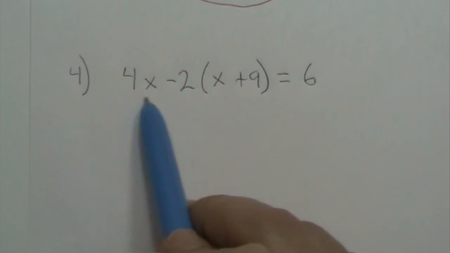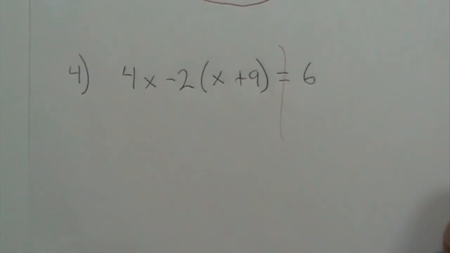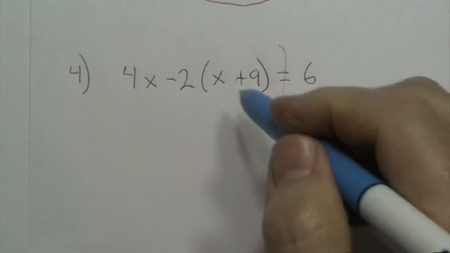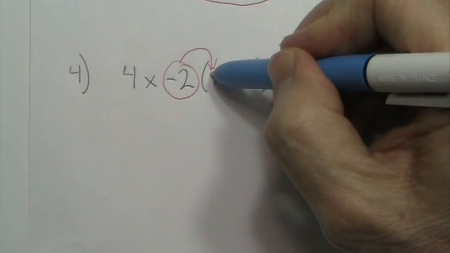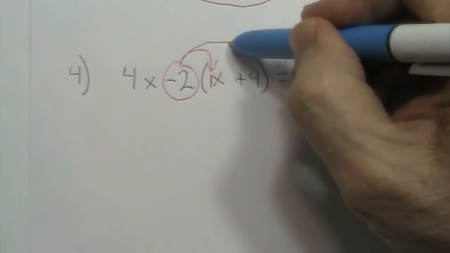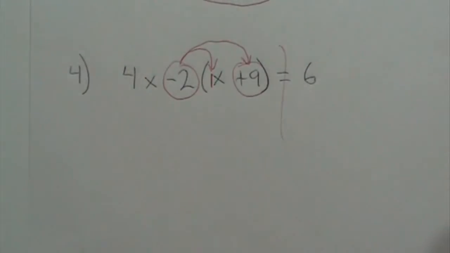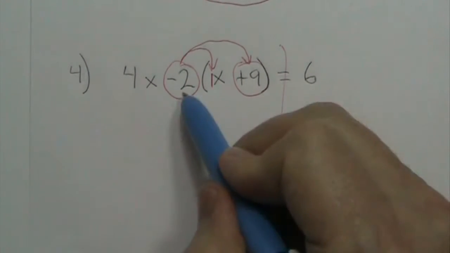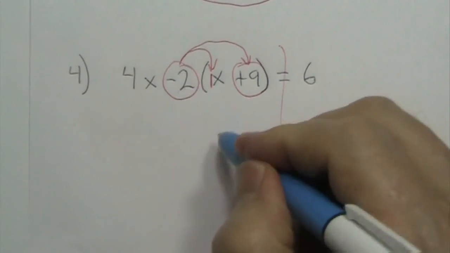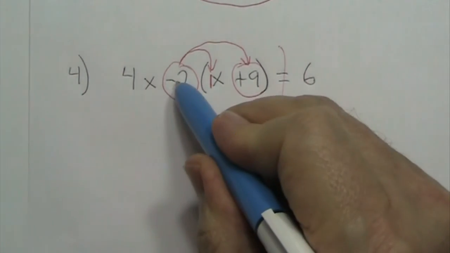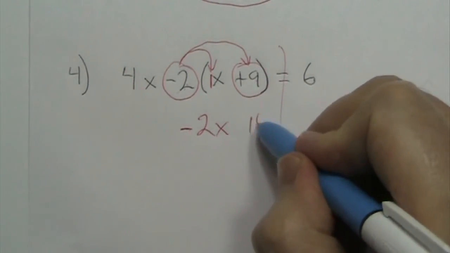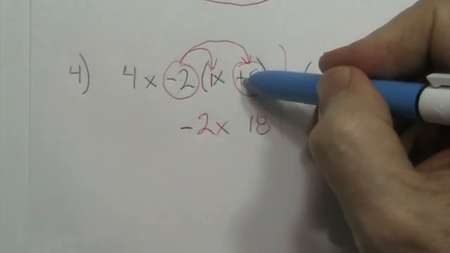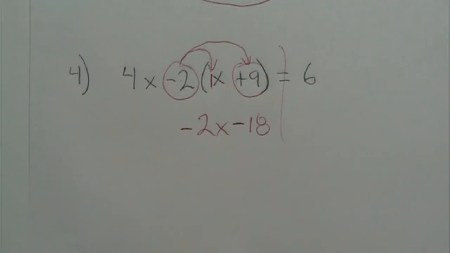So looking here, I notice I have distributive first. Remember, we have a left and right side. Distributive first. That's -2 times the invisible 1, and -2 times 9. So 2 times 1 is 2, and there's one negative. 2 times 9, and there's one negative. Bring the rest down.